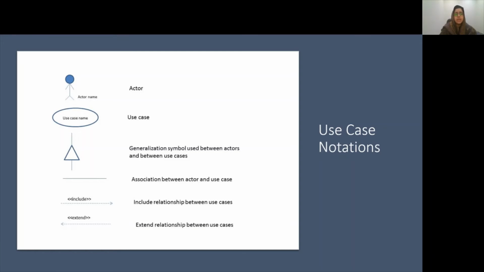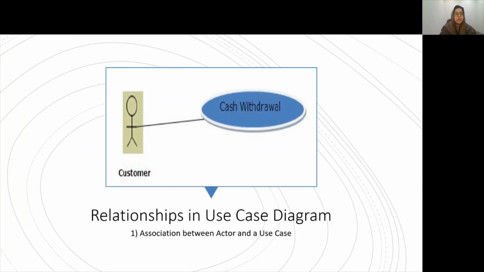There are several types of relationships that may appear in use case diagrams, such as association, generalization, include and exclude relations. We are going to discuss these relations one by one in the next slides. So let's begin. Relationships in a use case diagram. The first type of relationship is association between an actor and a use case. Actors are connected to the use cases with which they interact by a line that represents a relationship between that particular use case and the actor.